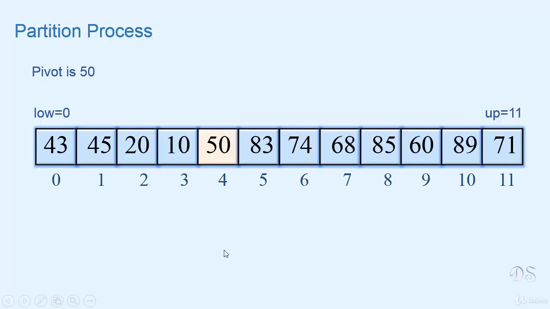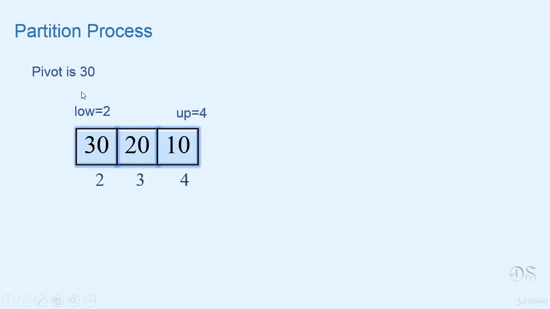Let's take another example. Here low is 2 and up is 4, pivot is 30. i is initialized with low plus 1, so i is 3. j is initialized with up, so j is 4. So first we'll look at i. A[i] is less than pivot, so i is moved. Now again A[i] is less than pivot, but now we'll not move i because i is equal to up, and the condition i is less than up will fail. So we'll stop i.